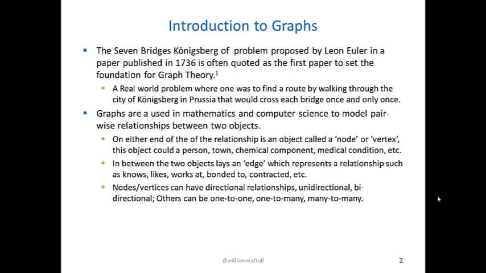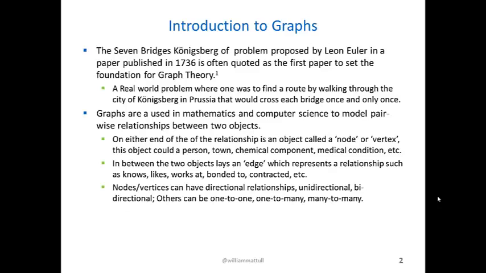Graph theory was originally created when Leonhard Euler proposed a problem known as the Seven Bridges of Königsberg, where he challenged people to find a route through the city utilizing the seven bridges without repeating their route.